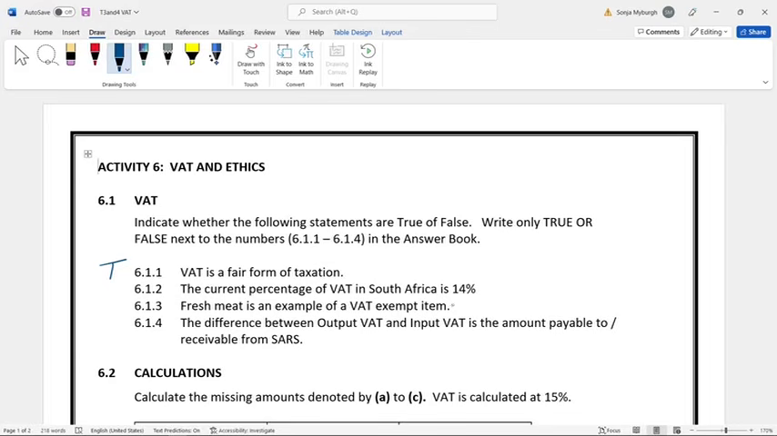The current percentage is 14%. No, it was 14. It is 15% currently. Fresh meat is an example of VAT exempt item. No, that's false. And the difference between output VAT and input VAT is the amount payable. That's true.